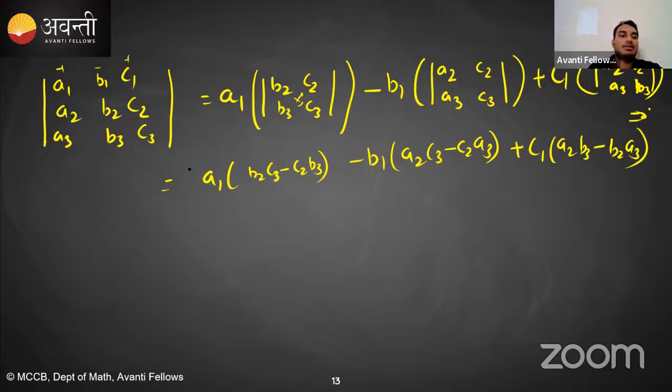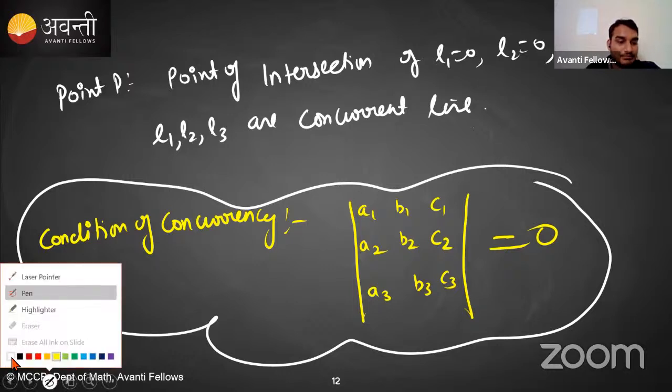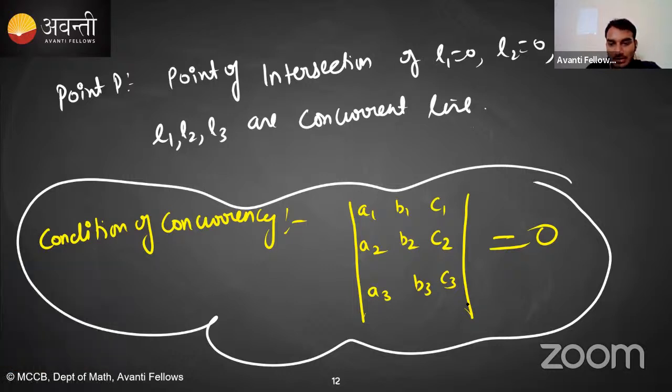This is the determinant, right? So if our lines are concurrent, this value should be 0. Yes or no? So that's why this determinant will be 0. Is this clear? So this is nothing but the determinant. Okay, don't get confused in that.